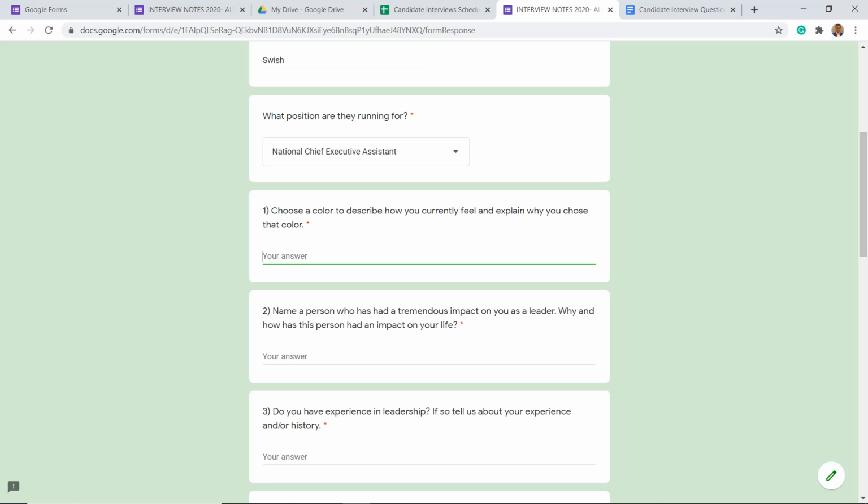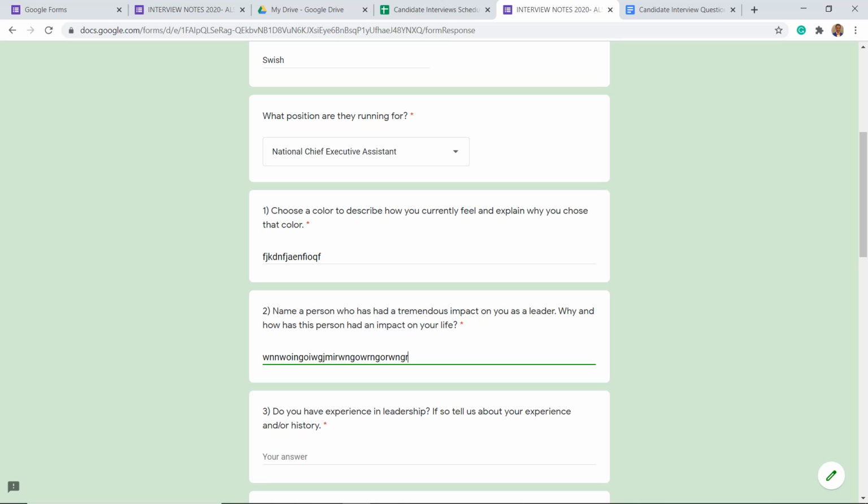Then go ahead and ask the questions. If there are two interviewers in a breakout room, only one of you has to do the talking for the majority. If you all want to split it up, that's your choice, but only one person really has to ask the questions. So it's time to start, and you say, one, choose a color to describe how you're currently feeling and explain why you chose that color.